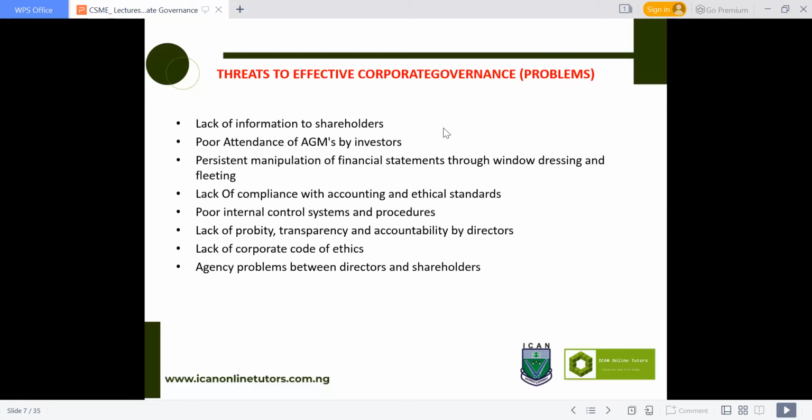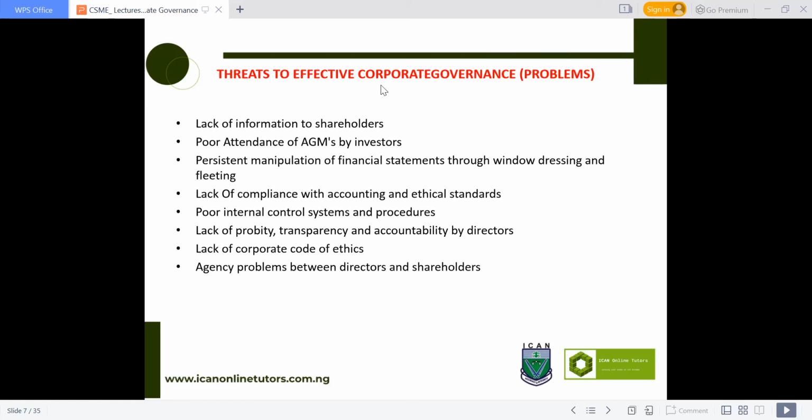Another one is persistent manipulation of the financial statement through window dressing. To continue to manipulate your financial statement is a problem. All sorts of accounting re-engineering is a problem. Another one is lack of compliance with accounting and ethical standards.